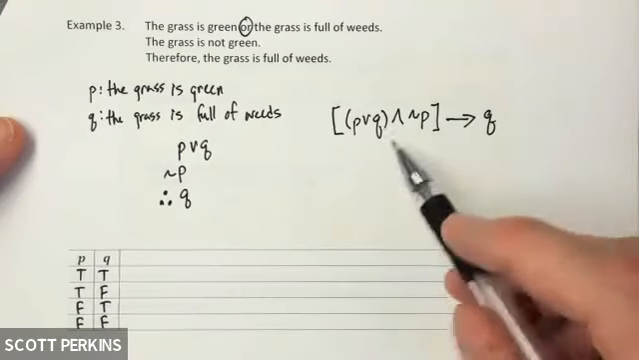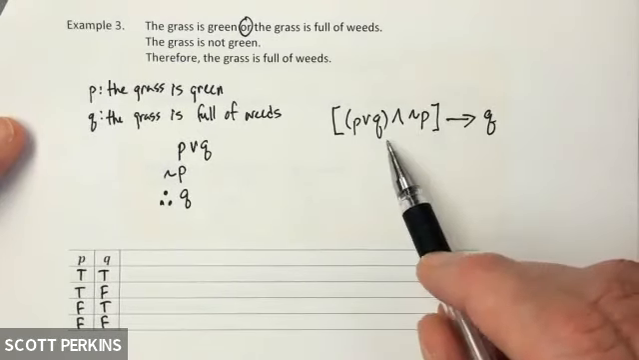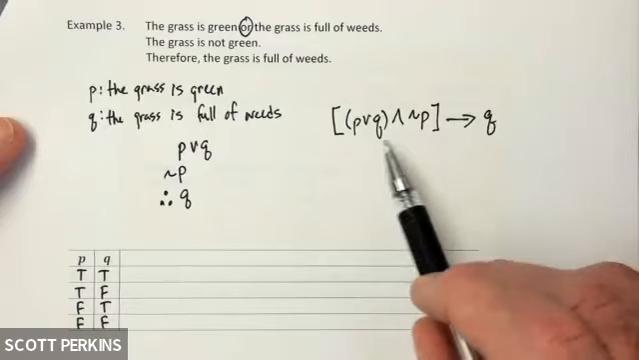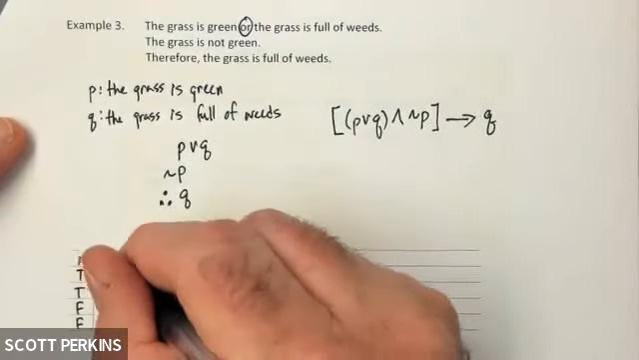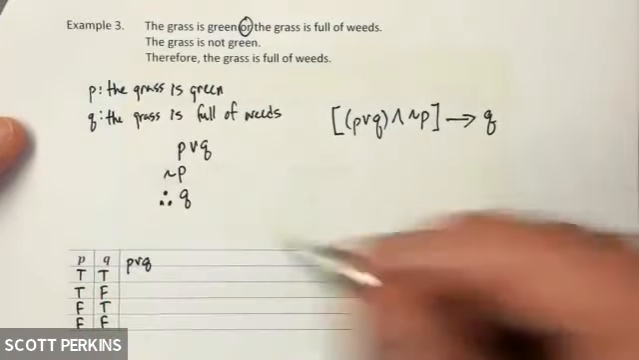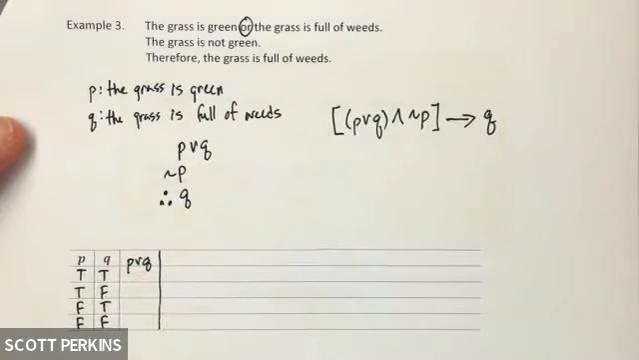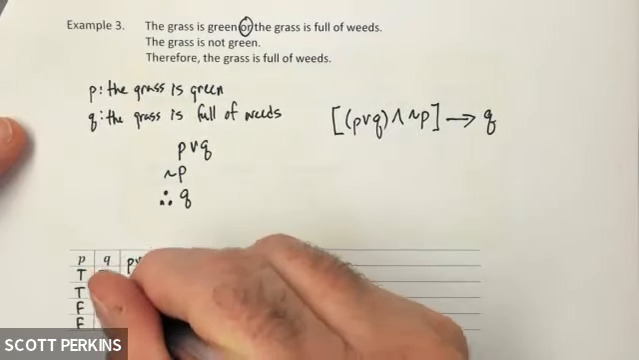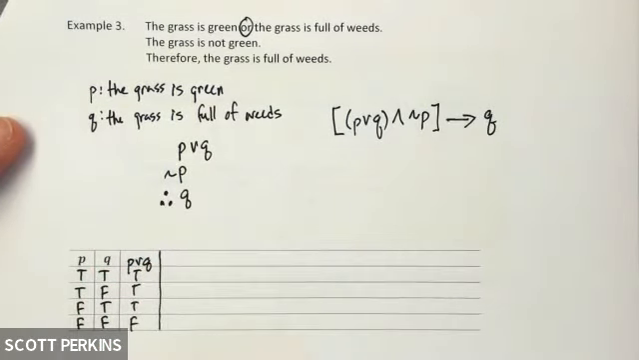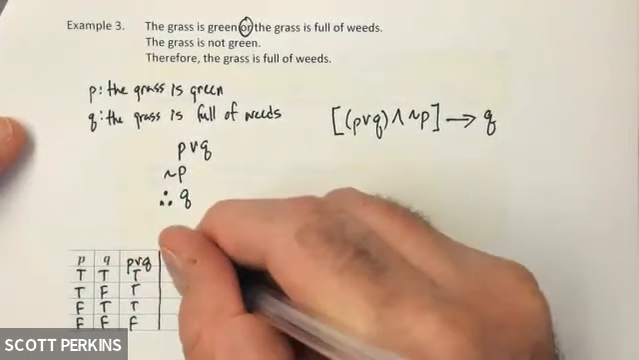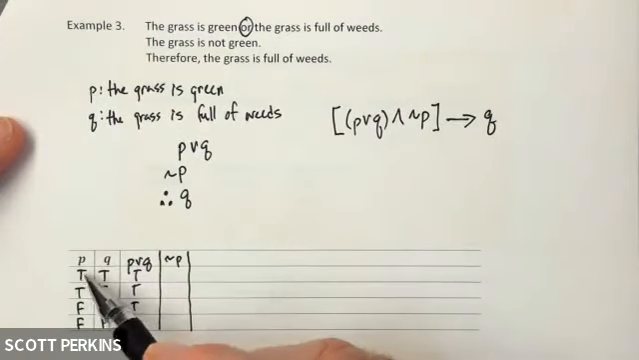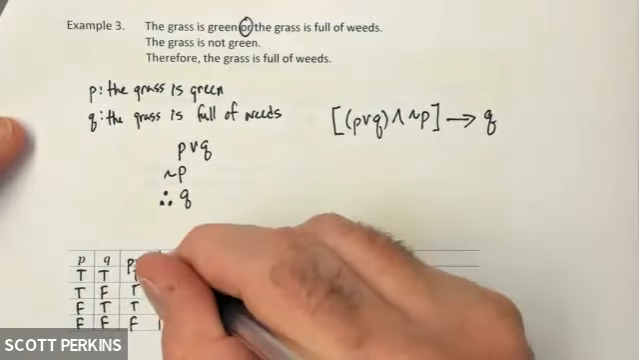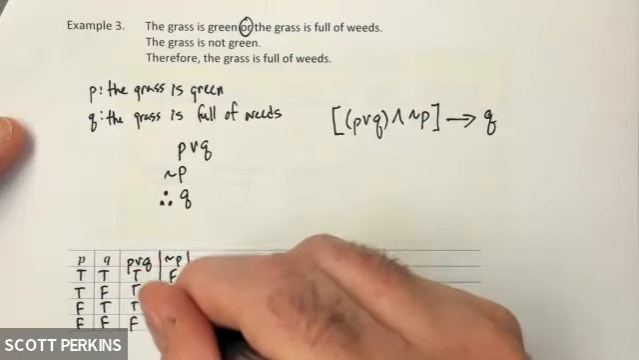So here we go. In my brackets, it doesn't matter which one of these 2 things in the brackets you do first. I'm going to do the P or Q. If you do the squiggly P right here, that is fine. The order doesn't matter. So P or Q, the or is true when either one is true. So I've got true, true, true, false. I'm going to do squiggly P now. P is TTFF, so squiggly P is FFTT.